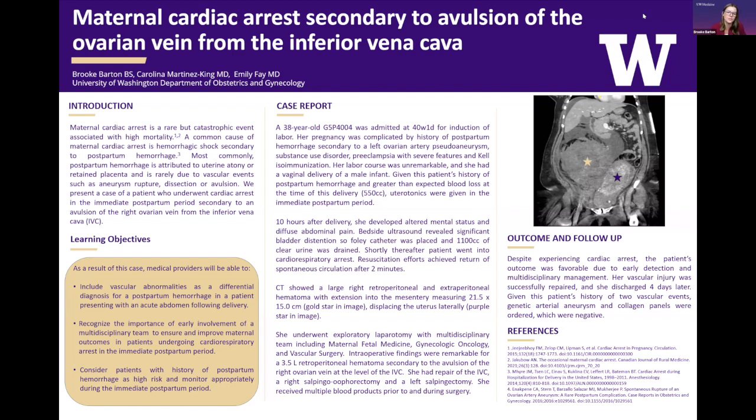So in summary, as a result of this case, I hope that medical providers are now able to include vascular abnormalities as a differential diagnosis for postpartum hemorrhage in a patient presenting with acute abdomen. Recognize the importance of early involvement of a multidisciplinary team to improve maternal outcomes in patients undergoing cardiorespiratory arrest. I think that's the main takeaway from this case. This is a successful story of cardiac arrest where the team responded immediately and they were trained well to respond appropriately. And finally, consider patients with a history of postpartum hemorrhage as high risk and monitor appropriately during the immediate postpartum period. For that, we can thank the nursing staff in this case for being so hands-on and identifying when something was going wrong. So thank you for listening, and I'd like to answer any questions.